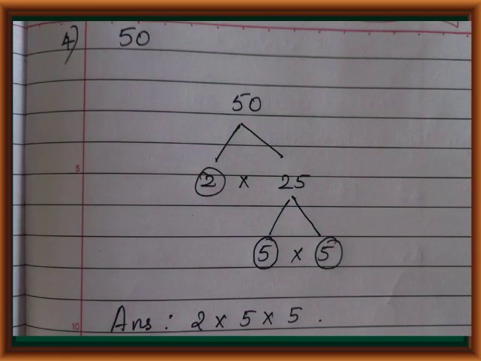Let us see another example. 50. So you will factorize this number. As it ends with 0, you can start with the smallest prime factor 2. So 2 into 25 will give you 50. Keep 2 aside and factorize 25 further. So 5 5s are 25. Then you write down all the prime factors of 50 that you have factorized. So the prime factors of 50 are 2 into 5 into 5.